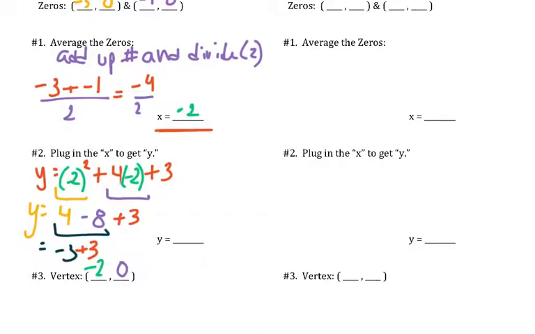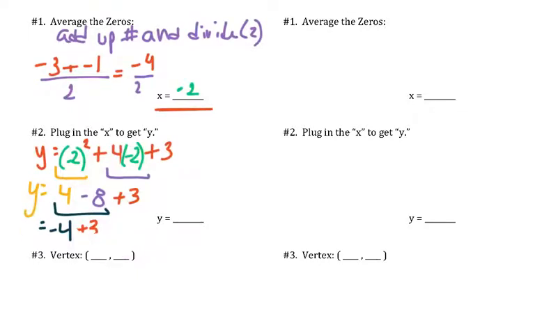Oh, turns out that I totally know what 4 minus 8 is, and that is actually negative 4. Okay, so negative 4 plus 3 is going to be our result of negative 1. Sorry, not negative 1, 0, but our x value, which we have up here as negative 2, and our y value that we just got, which was negative 1, makes our vertex.